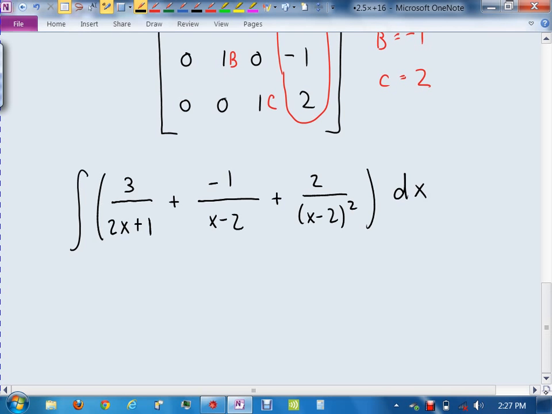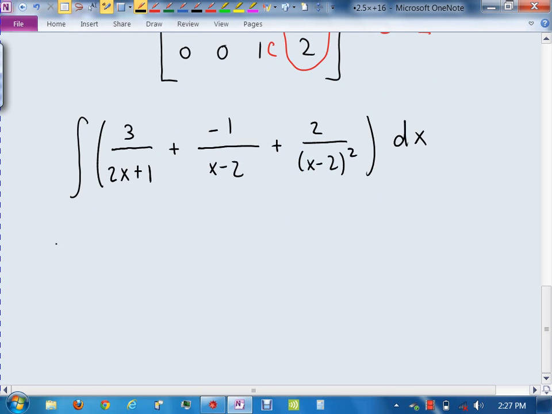Wasn't that fun? Now, we're not done. We still have to find the antiderivative. The first two are kind of straightforward. 3 halves natural log of 2x plus 1 minus natural log of x minus 2. Are those two okay? I had to make sure I pulled that 3 out, and then because my a here was 2, I had to come in with the 1/2, and so I just multiplied them together, 3 halves. But what about that last term in the integral? That is not a natural log. Why? Because it's squared, isn't it?